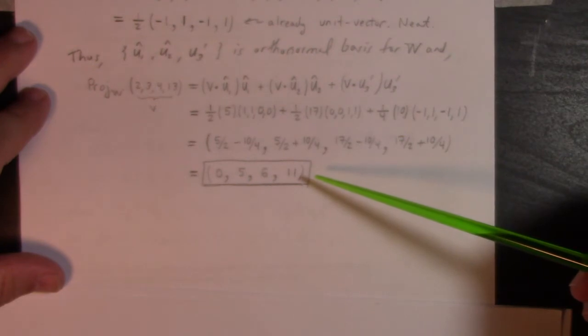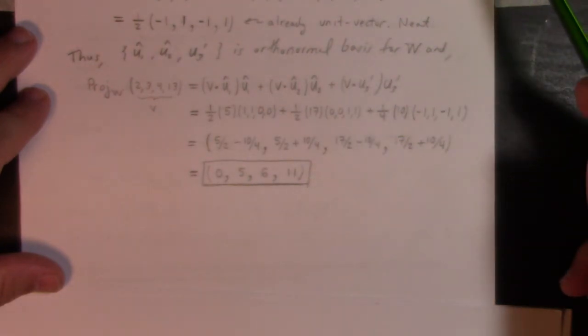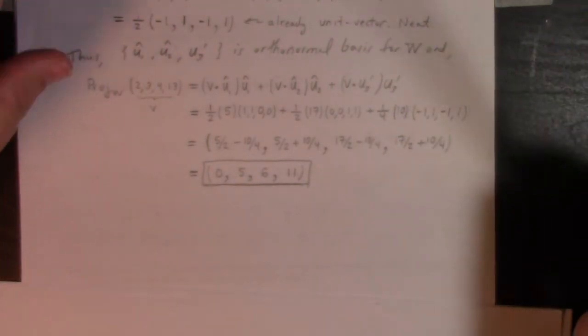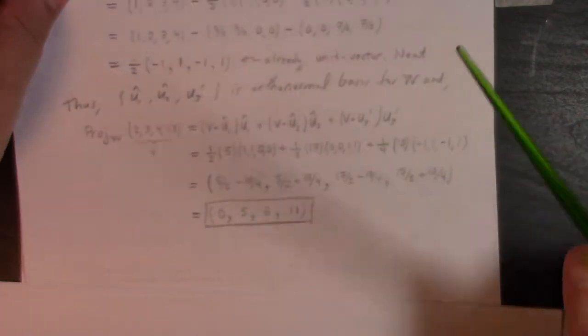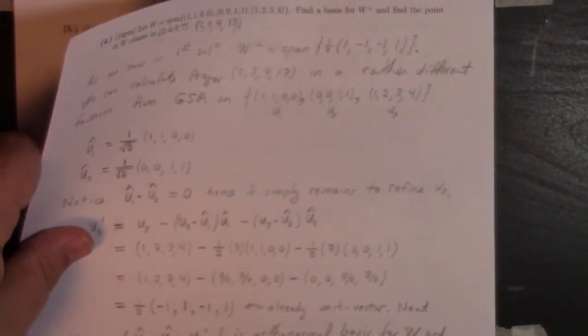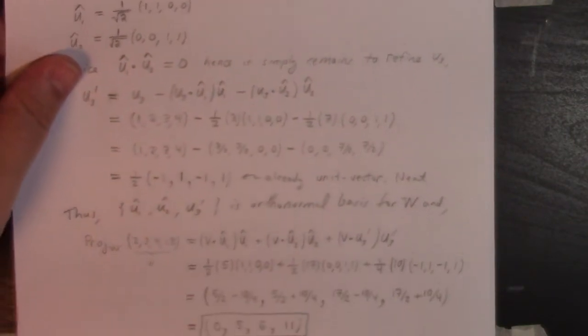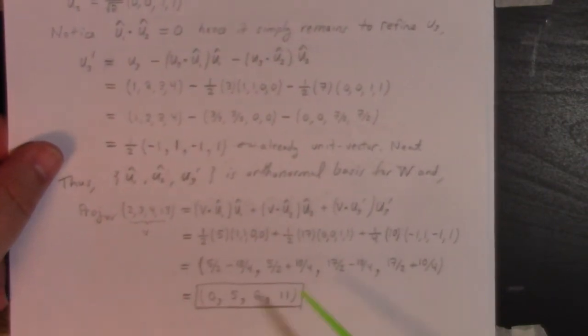So that's why I asked you to find the basis for W perp to start with, in the hope that you might have thought of the way I did it the first way, because it's a little bit easier. But anyway, I was happy if you did it this way and still got it. All right, let me go on.